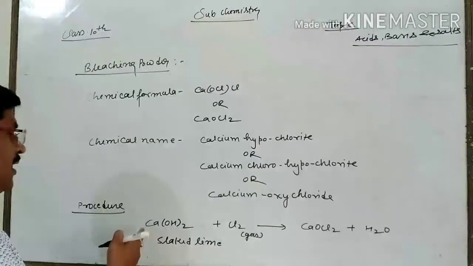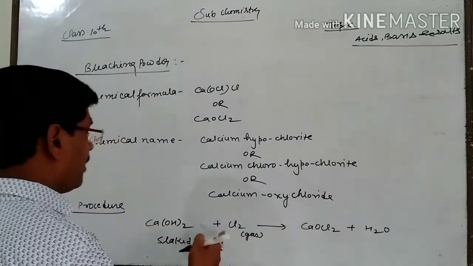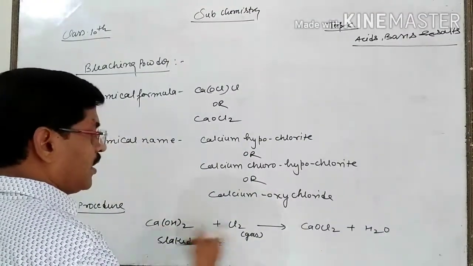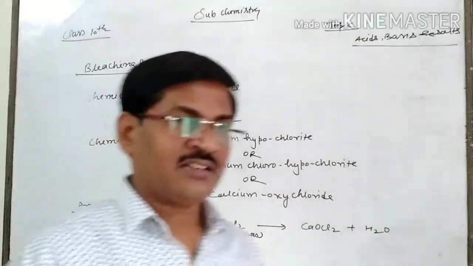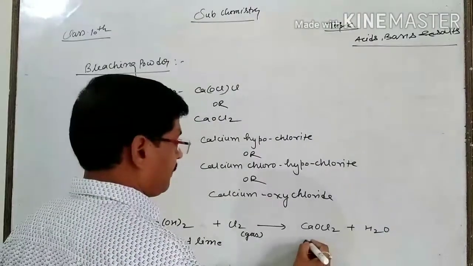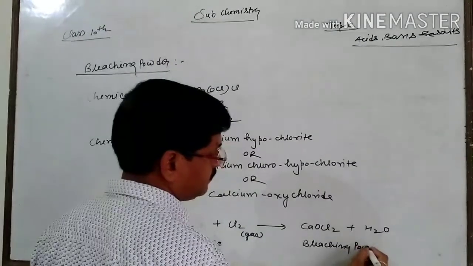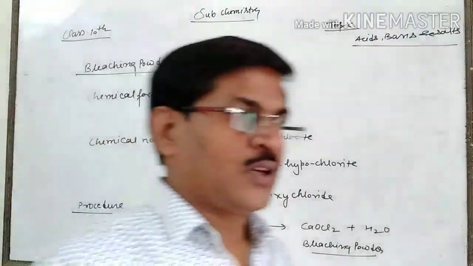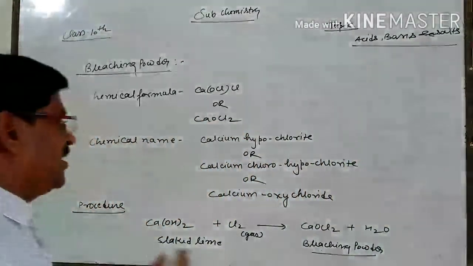Then you have to balance this. Ca 1 here, 1 atom here also, chlorine 2 here also, oxygen 2, 1 here and another here, and hydrogen 2. It means the reaction is balanced, and you have prepared bleaching powder. So simply by remembering this equation, you can easily prepare bleaching powder.